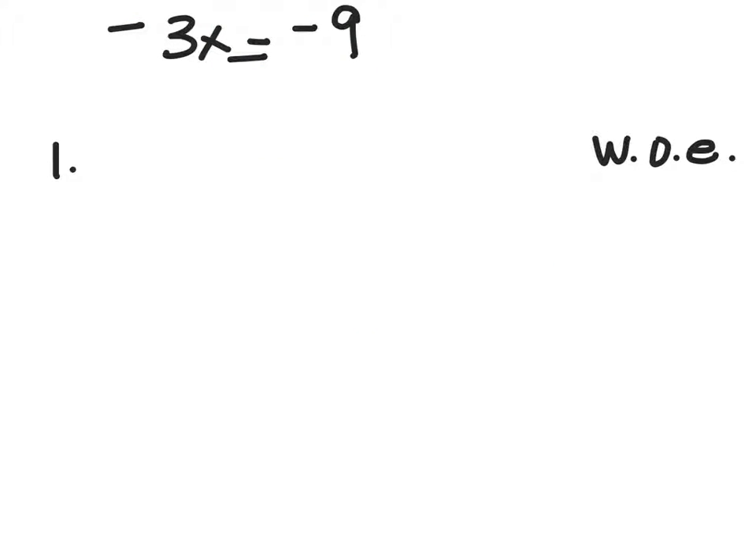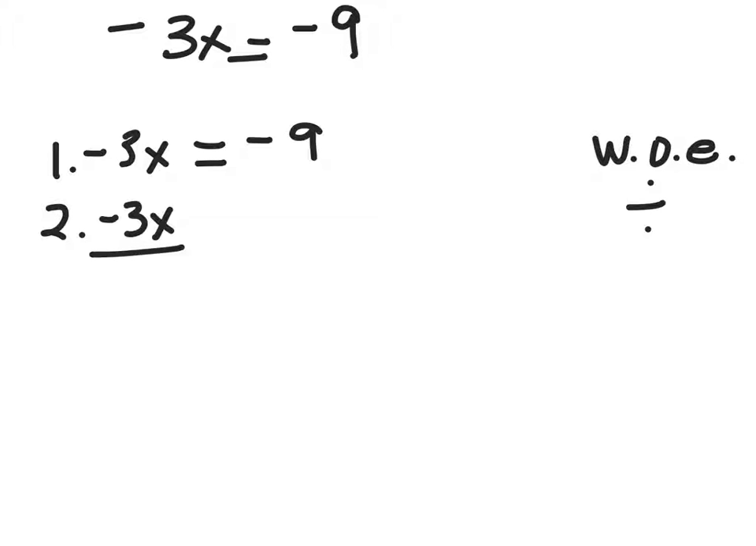Let's say negative 3x equals negative 9. So on our paper we write the original equation down. Step 2, we have multiplication here, so we're going to divide on both sides, and we would end up with negative 3x over 3 equals negative 9 divided by 3. These will cancel each other out.